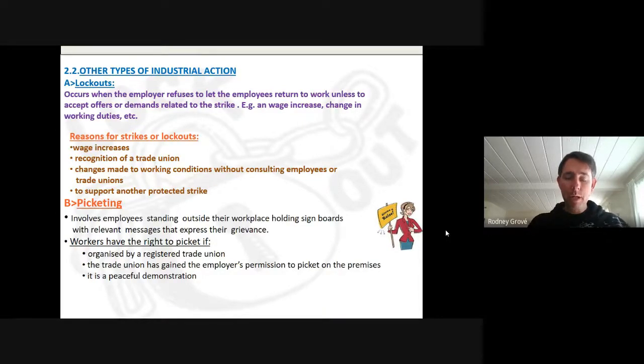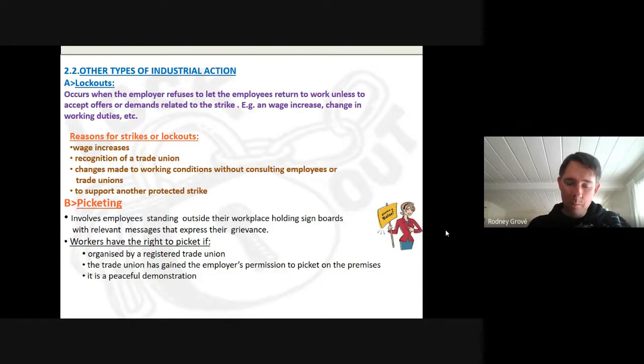Okay. Picketing involves employees standing outside their workplace holding signboards with relevant messages that express their grievance. Workers have the right to picket if it is organized by a registered trade union. You can't just decide on your own or with a group of 2 or 3 people, you're just going to go and stand outside and picket. It's got to be something that is organized, and you've got to go through the correct procedures. The trade union has gained the employer's permission to picket on the premises, and that it is a peaceful demonstration.